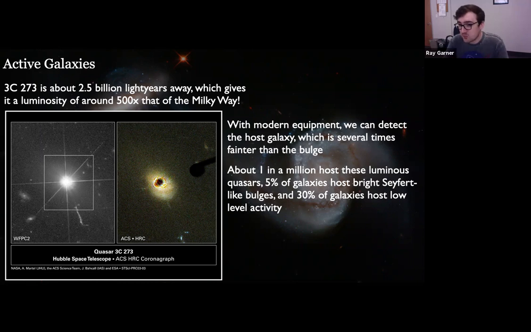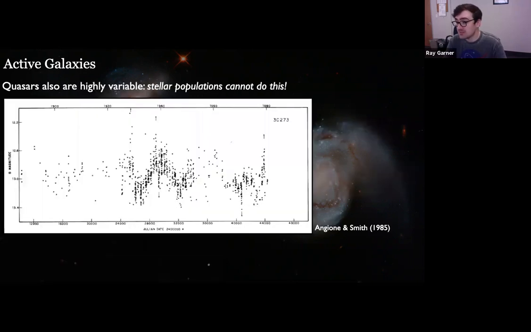When we look at quasars over time, we see that they actually vary in brightness quite a bit, but very randomly. Here's once again 3C273, a century's worth of data, which is very impressive. And you can see it varies on the timelines of hours. Stellar populations can't do this. Stars do not do this. Huge groups of stars cannot do this.